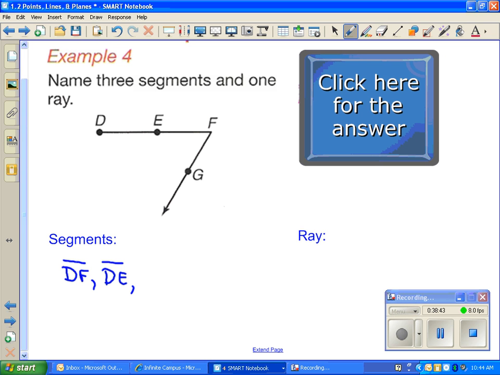EG is not a segment because they're not straight across. They have to be straight. FG. EF is also one. Okay, but we only needed 3. What about GF? Good. So she said FG has to be it because F is the end point. Very good. Any questions about those? Y'all are rocking. Doing great.